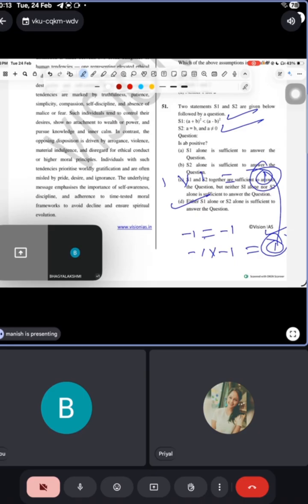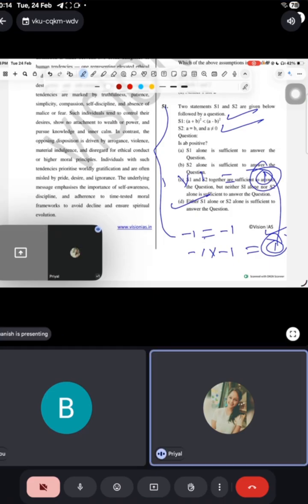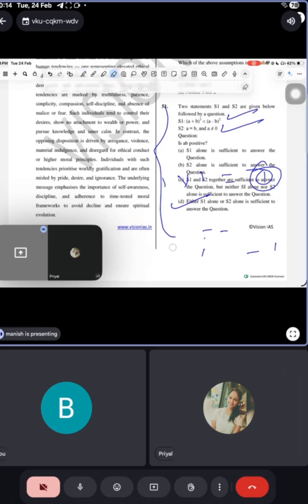Yes, there is a catch, guys. In these types of questions, I will take a separate lecture for that, because I think you guys have a clear picture regarding this type of data sufficiency question. So I will take a separate lecture, guys. Don't worry right now.